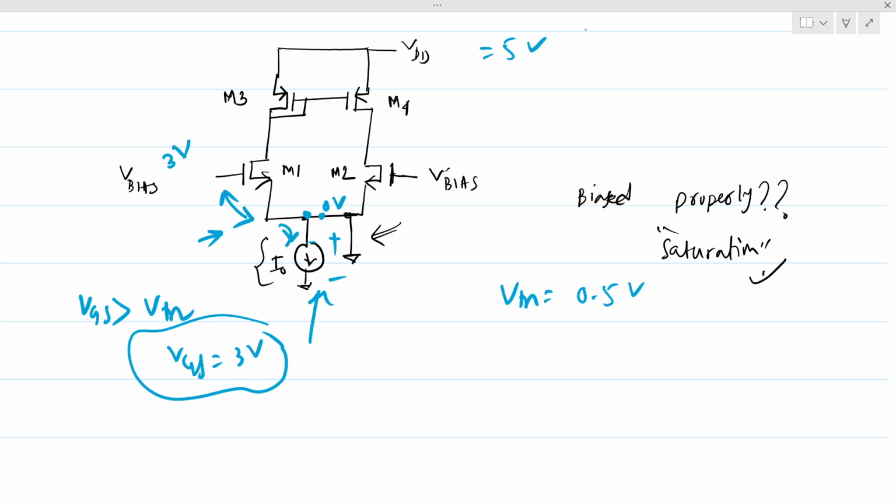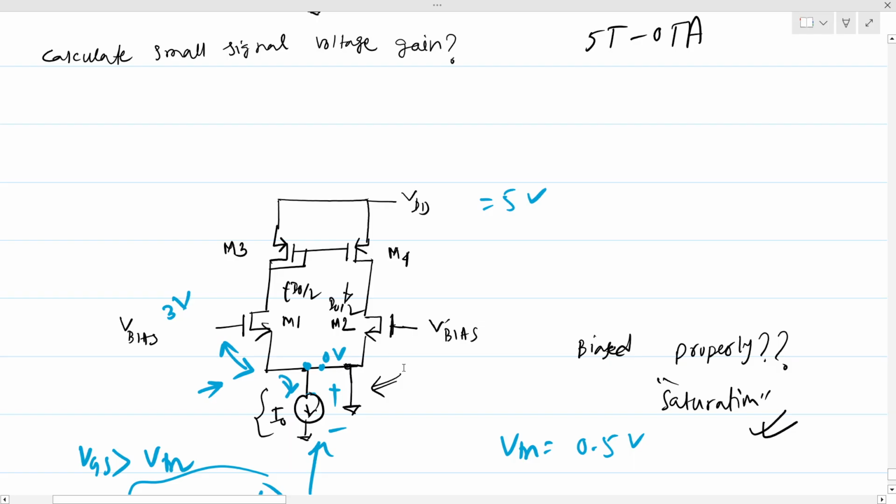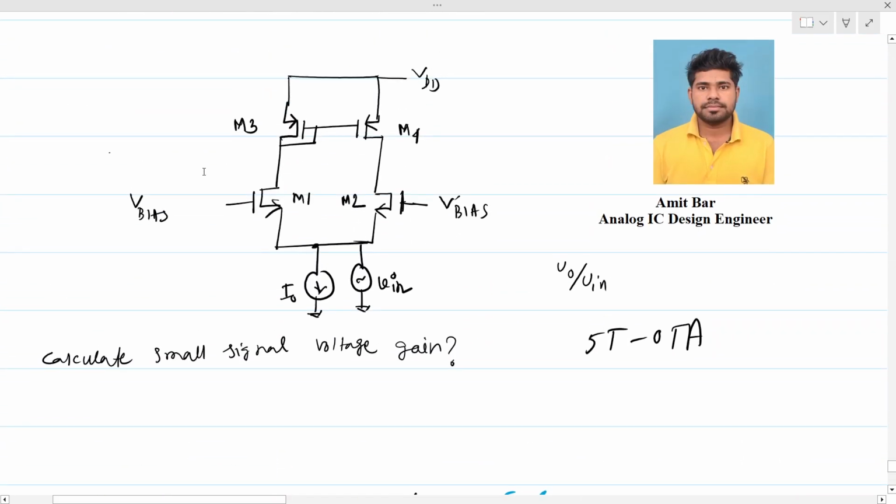Okay, right? So now see the small signal picture. So actually there should be some I naught by 2 current, and another I naught by 2 current. Okay, and this is I naught. Okay, so now somehow we make all the MOSFETs saturated. Now we will see what is the small signal behavior.